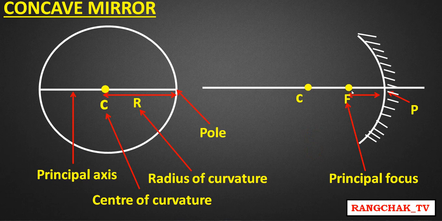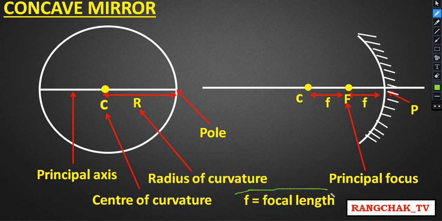F to P is half of C to P, center of curvature to pole. C and F will have equal distance, only distance same, F to P and F to C. F to P is denoted by small f, which is the focal length. And C to F is the same distance. So small f is denoted by focal length, and capital F is the principal focus.